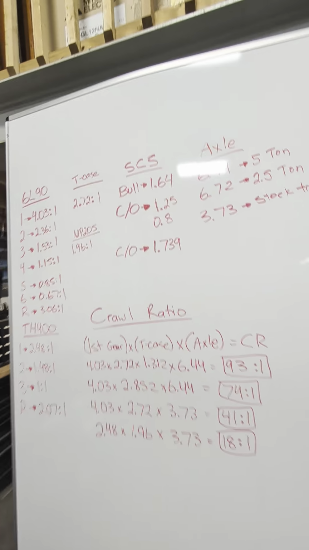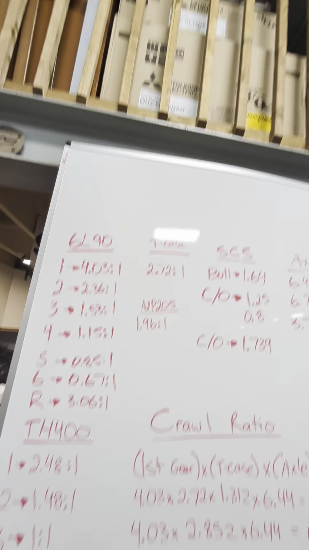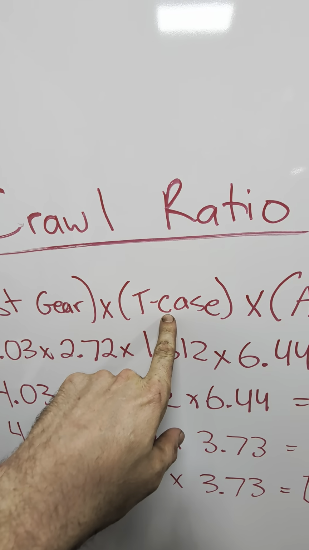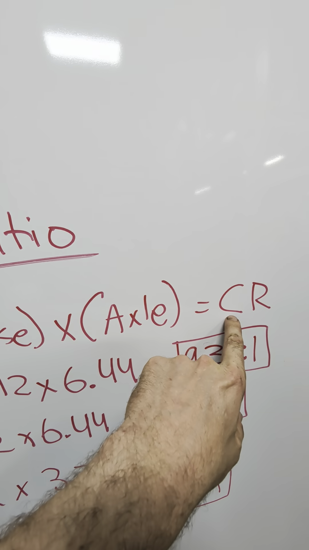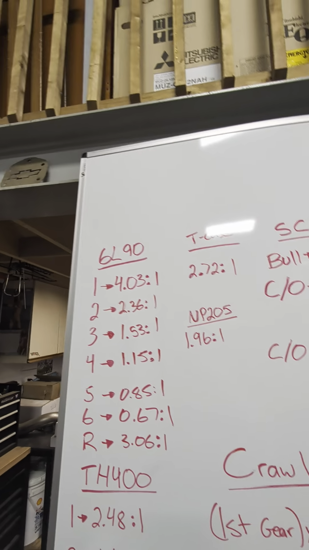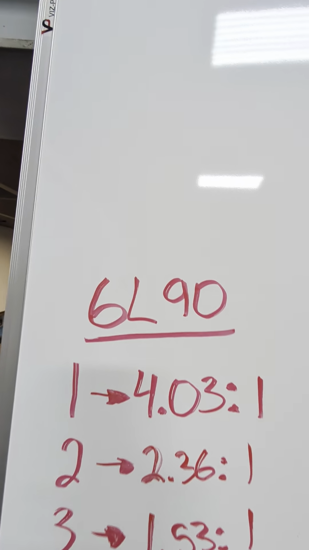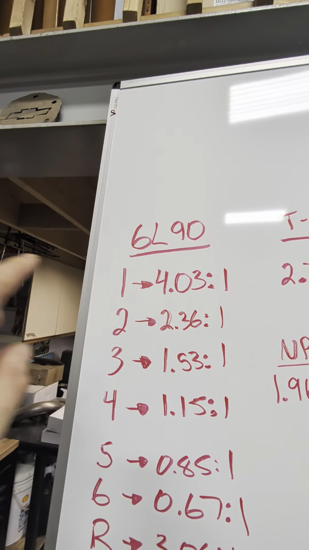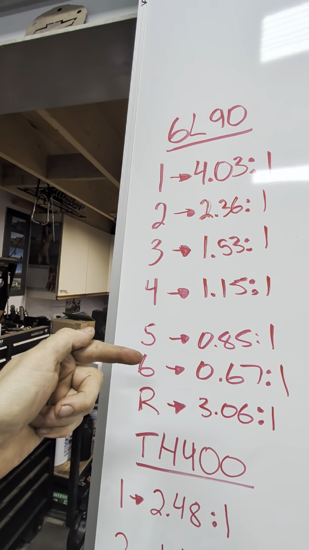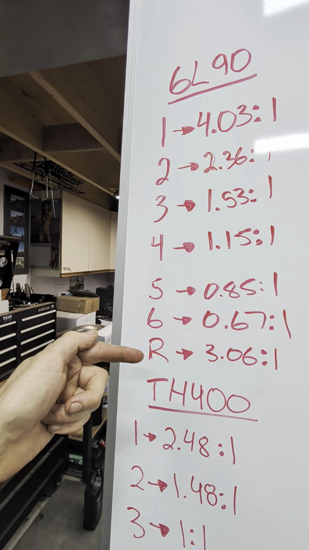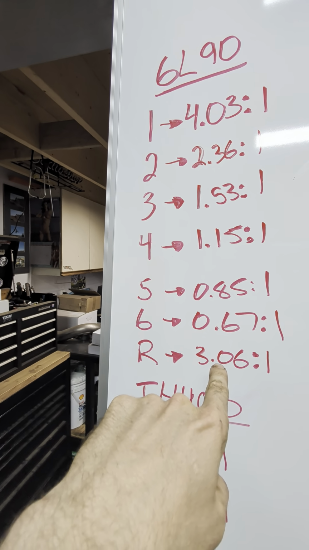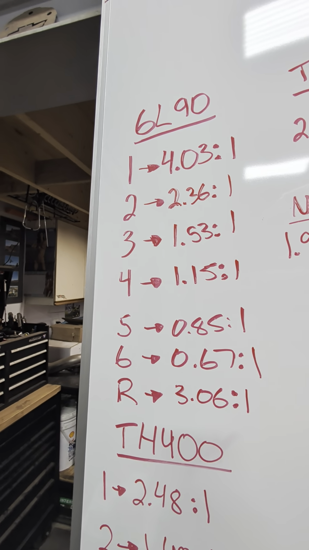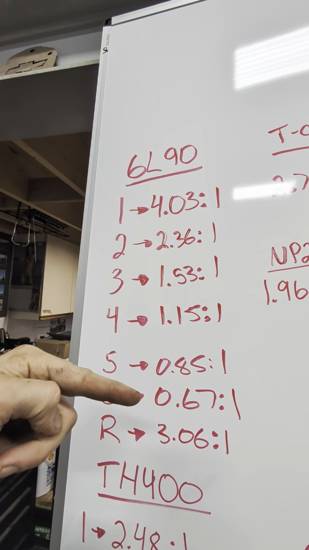Okay, so this is my math chart. How does crawl ratio work? We have our transmission gear times our transfer case times our axle ratio gives us a crawl ratio. Up at the top, since I have a 6L90, you can Google the ratios of a 6L90. I looked them all up: first gear, second, third, all the way to reverse. Note that reverse is always a little taller than your first. So take that into account if you're mud bogging, because if you can spin it forwards, you might not be able to spin it backwards.